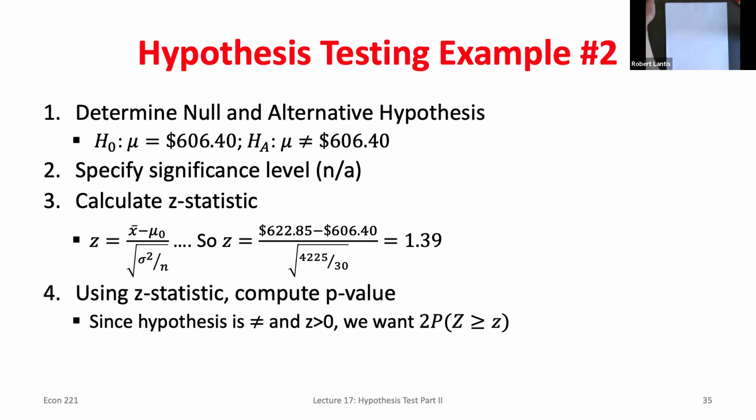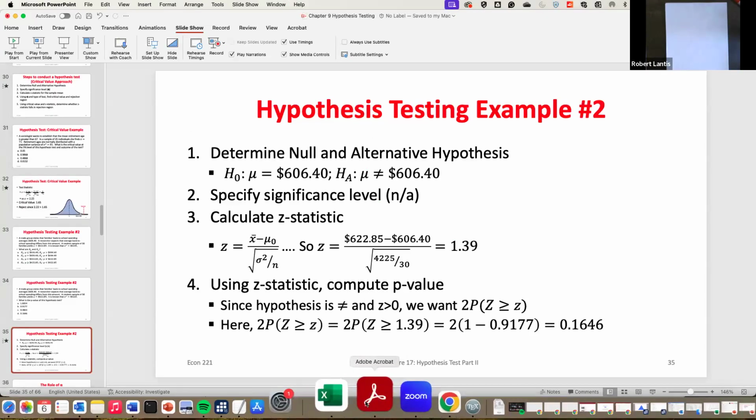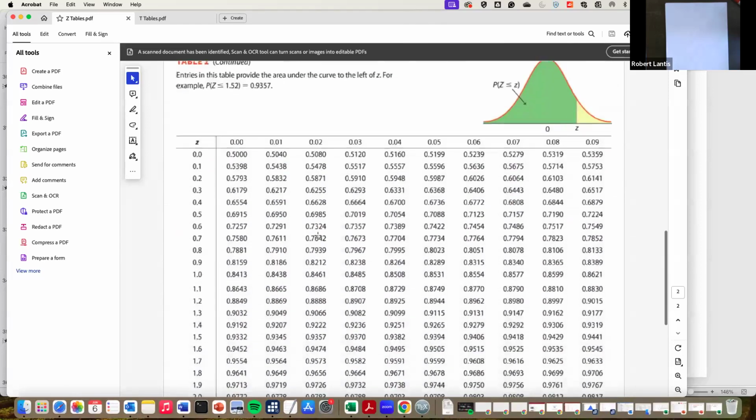I'm then going to use this to find my p-value, but remember, it's a two-tailed test. So whatever area I find to the right of 1.39, I need to multiply it by 2. I can do this one of two ways. I could go to my table here, 1.39. So 0.9177. Now that's not the area to the right, that's the area to the left. So I need to subtract that from 1. So 1 minus 0.9177 would be 0.0823, if I'm doing the math in my head correctly.